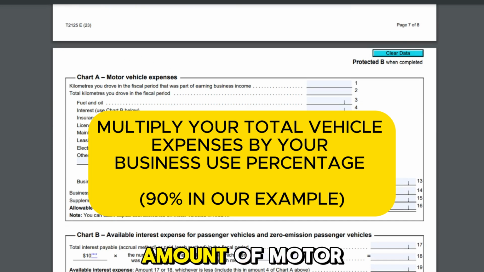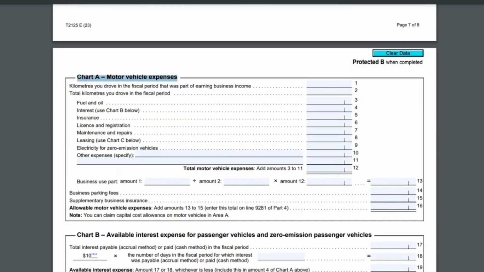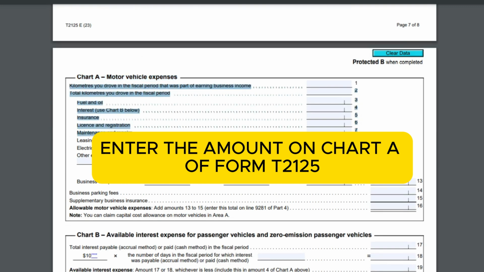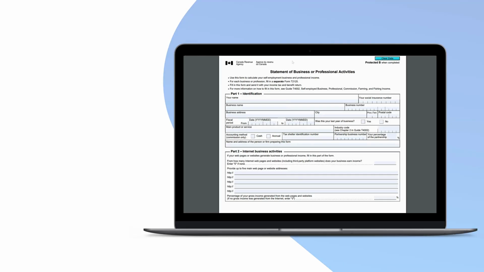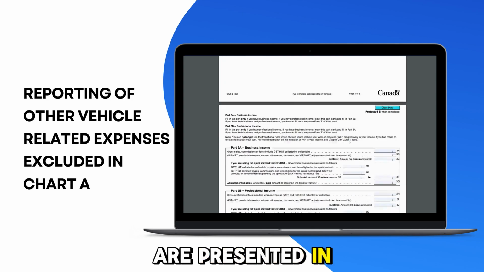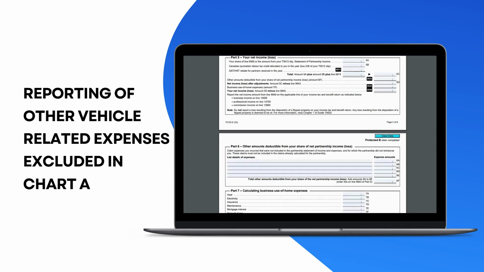To calculate the amount of motor vehicle expenses you can deduct, go to Chart A, Motor Vehicle Expenses of your Form T2125 or your Statement of Business or Professional Activities. Other vehicle-related expenses not reported in Chart A are presented in the following parts of the Form T2125.